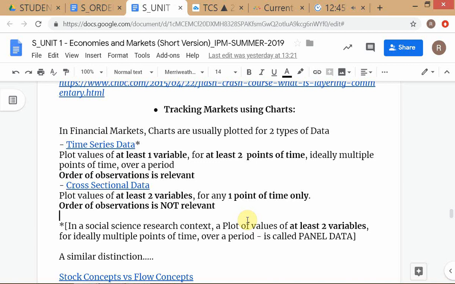So this is cross-sectional. Look at how I've defined cross-sectional data. It's a very technical definition, but don't memorize the definition, try to understand it. Cross-sectional data is, read it.